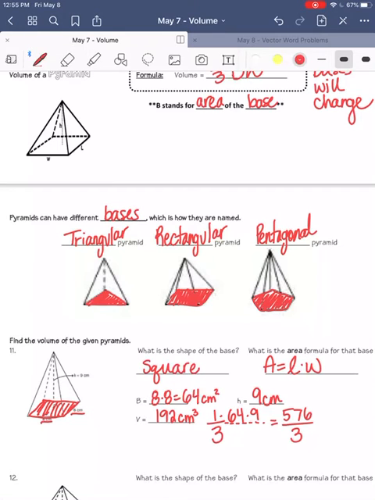So the first thing we did was find the area of the base, then we multiplied it by the height, and then we divided by 3. All right, let's try another one.